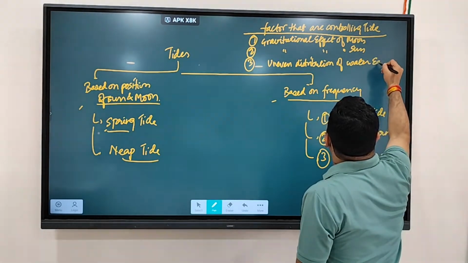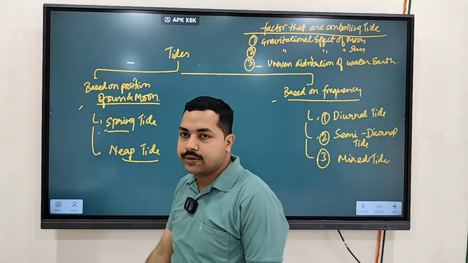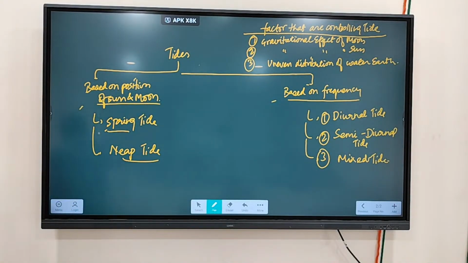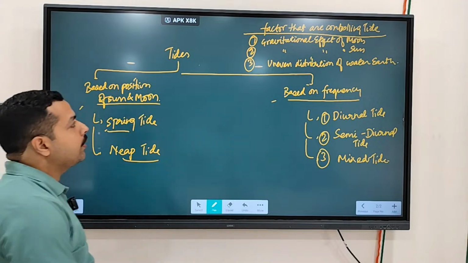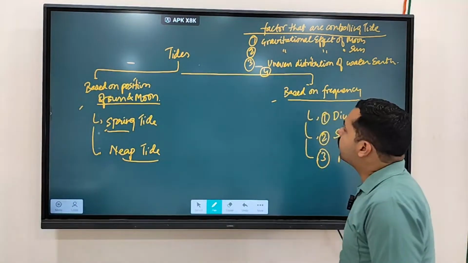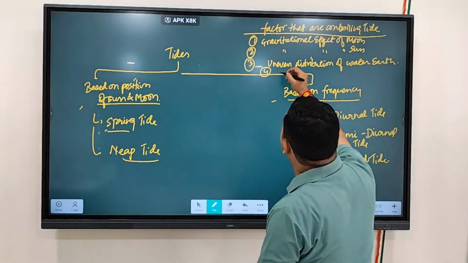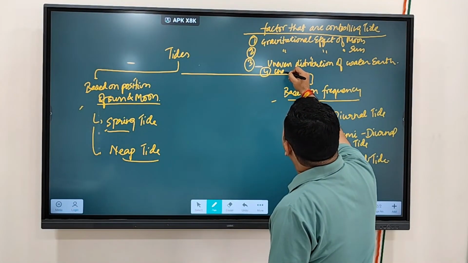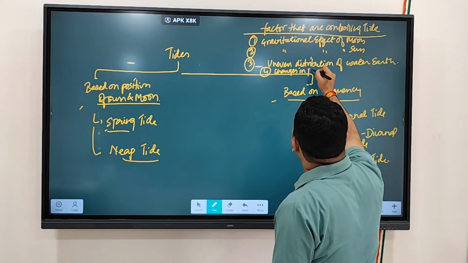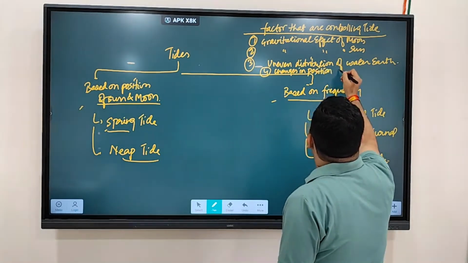These are the three factors that are affecting the tides. Gravitational effect of moon, gravitational effect of sun, and uneven distribution of water on earth. And since moon and sun are not static, they are constantly rotating and revolving. As a result, what you see is the changes in position of sun and moon.